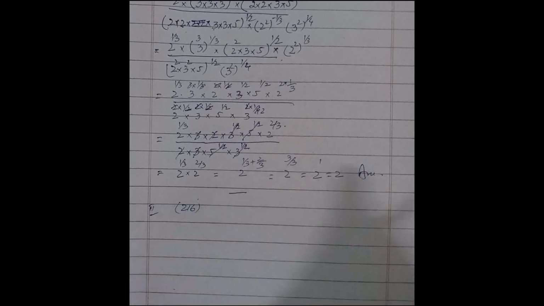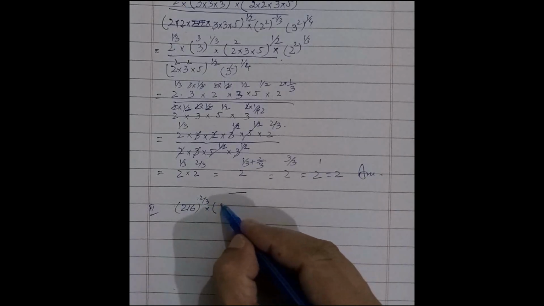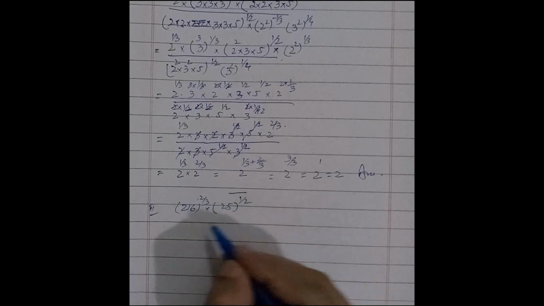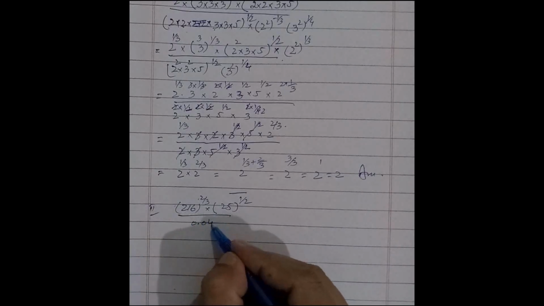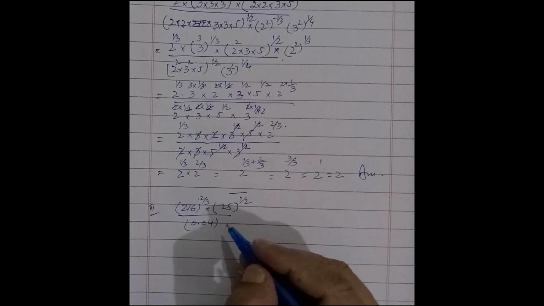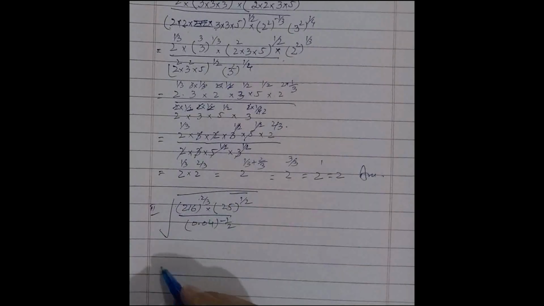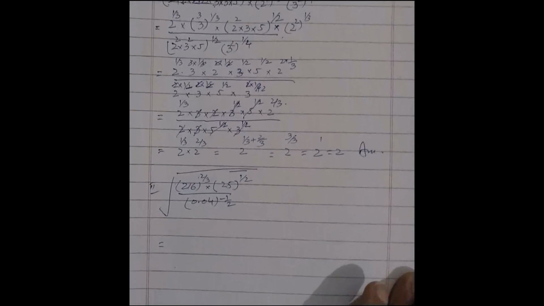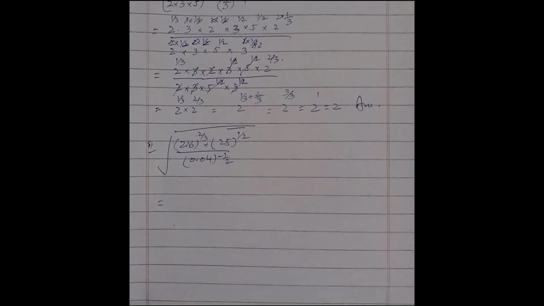216's power 2 over 3 multiplied by 25's power 1 over 2 over 0.04's power minus 1 over 2, and square root. Now, in this question, we also convert into prime factorization and then solve it.